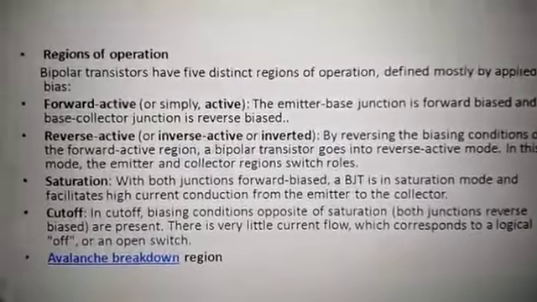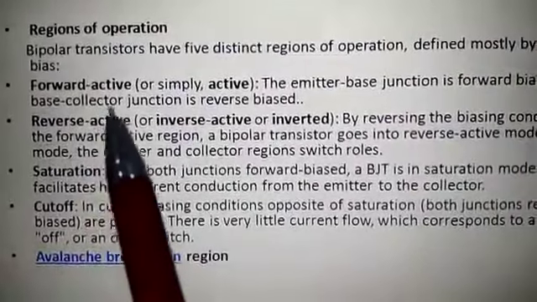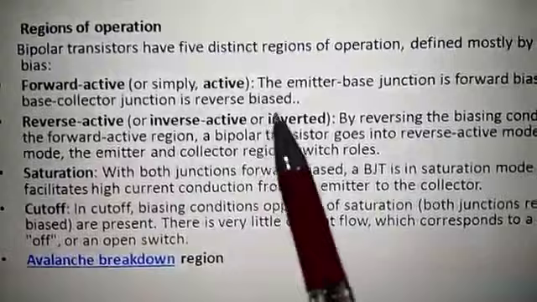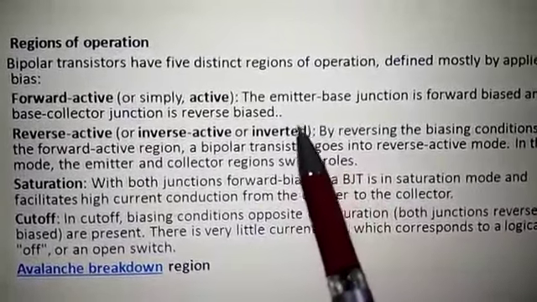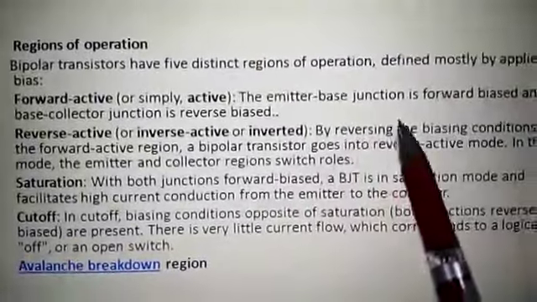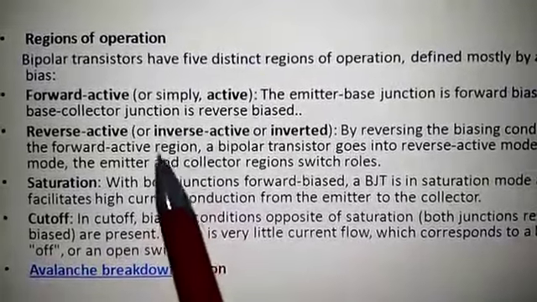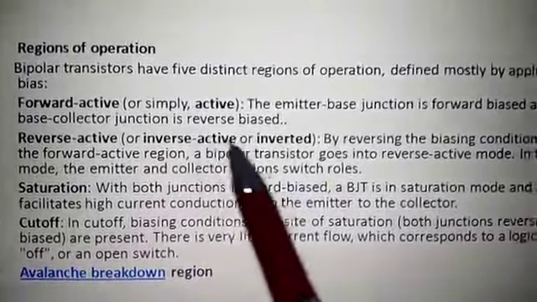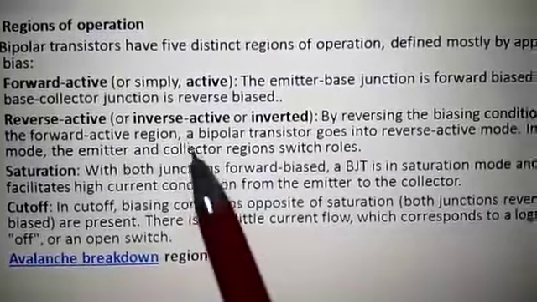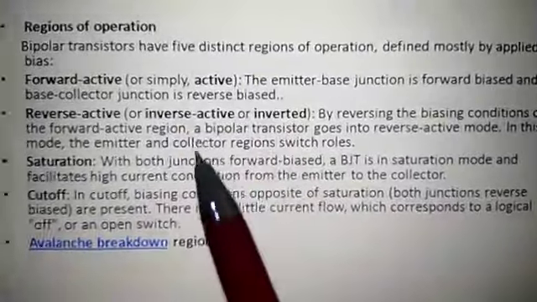As far as biasing is concerned, there are mainly three regions of operation. The active region is one in which the base-emitter junction is forward biased and the base-collector junction is reverse biased. The inverse active region is just the opposite: the base-emitter junction is reverse biased and the base-collector junction is forward biased. In inverse active it acts like an inverse amplifier, whereas in the active region it acts like an amplifier.